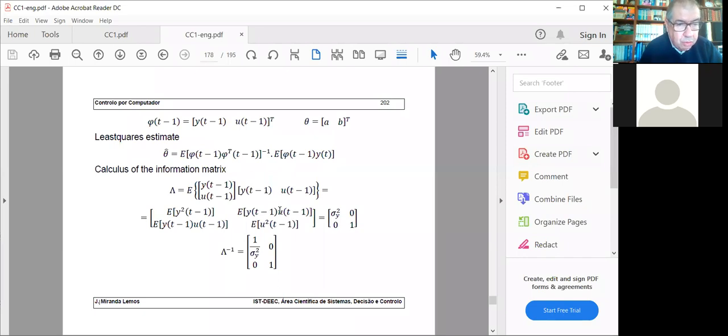And if you do it for y of t minus 1 and u of t minus 1, that's the same. So these off-diagonal elements are 0. So your matrix, your information matrix, is very simple. It's a diagonal matrix. And the inverse of a diagonal matrix is the inverse of the elements in the diagonal. You can prove it very easily by multiplying these two matrices and seeing that the final result is the identity.